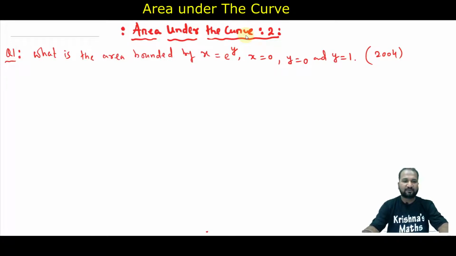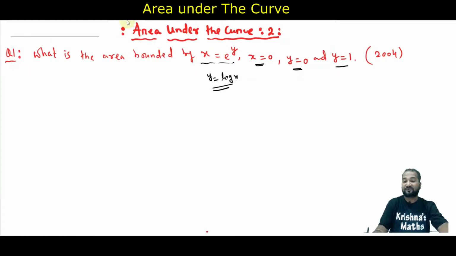What is the area bounded by x is equal to e raised to y? The given curves are x is equal to e raised to y and y is equal to log x, both the same thing. And x is equal to 0, which means the y axis, y equal to 0, which means the x axis, and y equal to 1, which means a line parallel to the x axis.